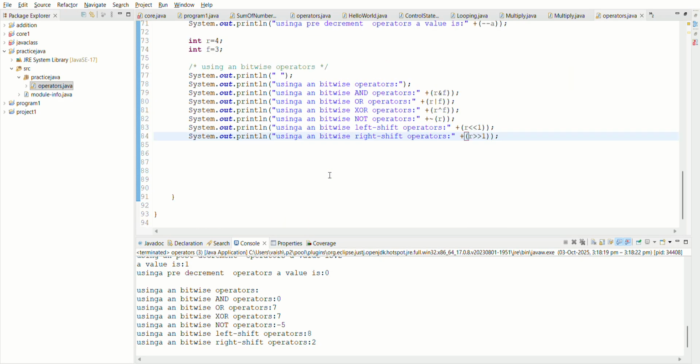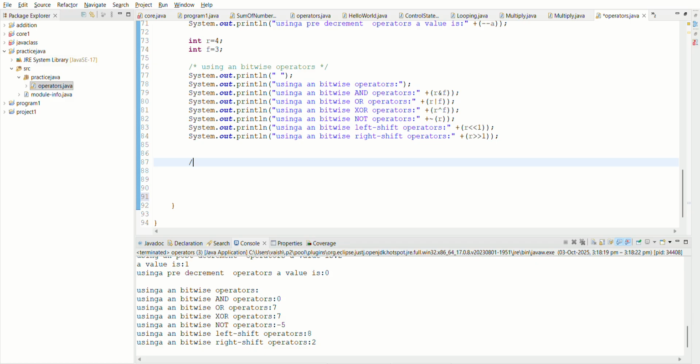So unary, bitwise, then the last one is the ternary operator. What is a ternary operator? It is a shortcut to write an if else in a single line. Ternary means it uses three parts: condition, value if true, colon, value if false. Instead of writing an if else statement, we write a ternary operator in one line with three parts. That is a ternary operator.